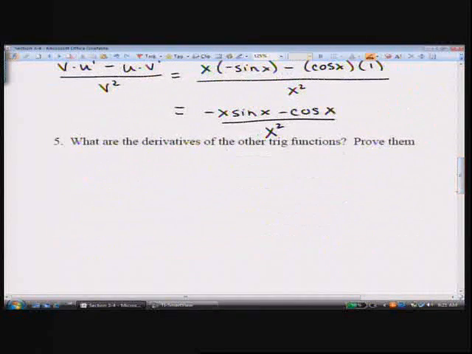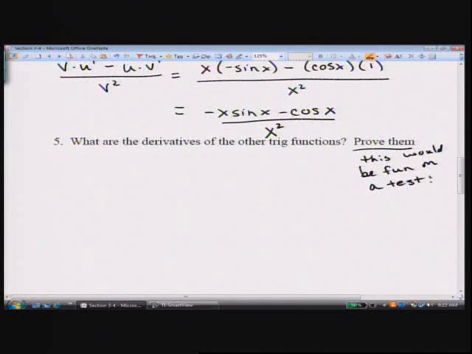Okay, what are the derivatives of the other trig functions? Prove them. In my notes, it says this would be fun on a test, which means you might actually have to type it in, and I'd have to evaluate your proof, so that could be time consuming. Or maybe I could make it take home. Or I could just be lying to you. I don't know. Let's just do one of them. I'll do one, for example. You can do some for me too, maybe tonight. You can have fun with one.